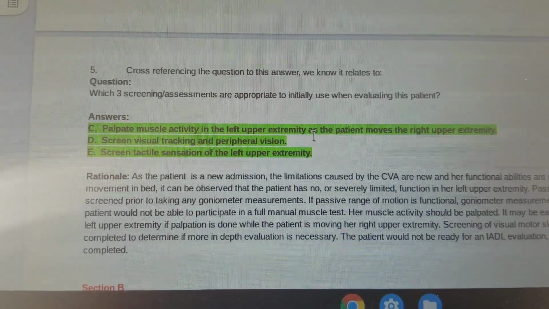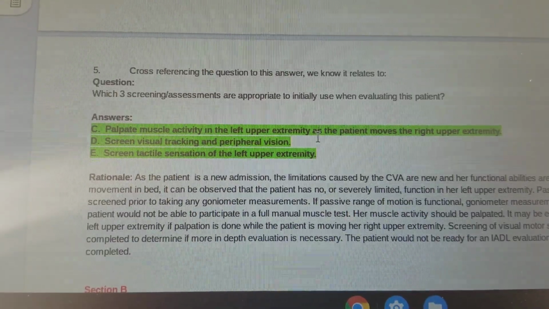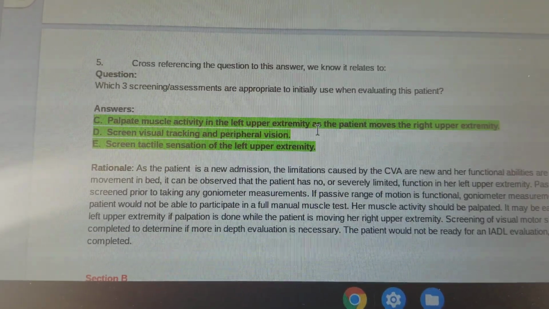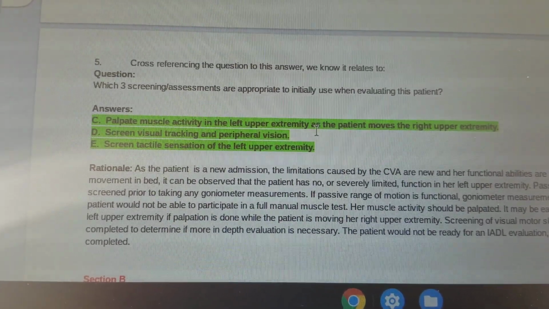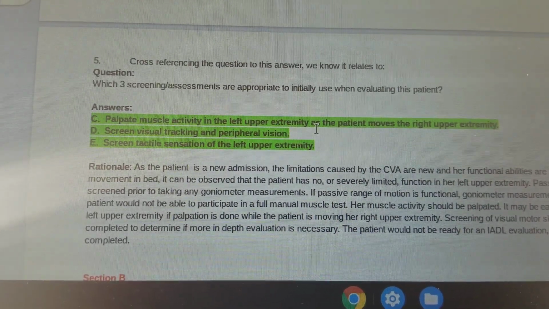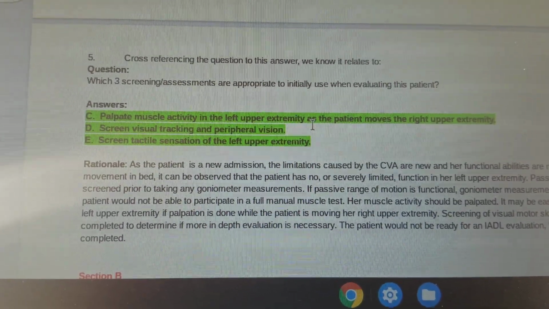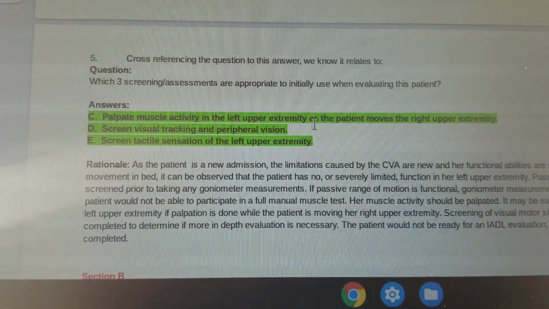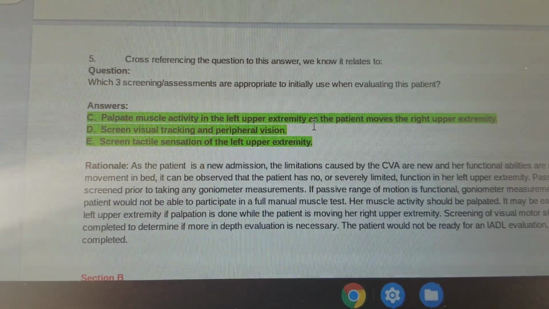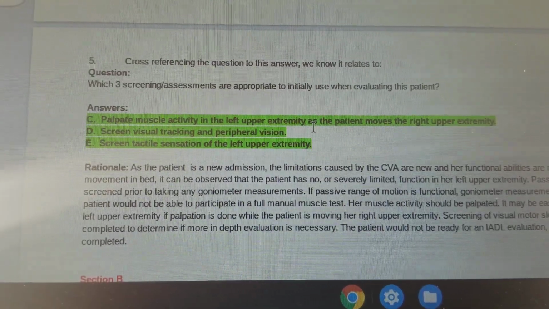Passive range of motion should be screened prior to taking any goniometer measurements. If passive range of motion is functional, goniometer measurements are not necessary. The patient would not be able to participate in a full manual muscle test. Her muscle activity should be palpated. It may be easier to feel muscle activity in the left upper extremity if palpation is done while the patient is moving her right upper extremity. Screening of visual motor skills and tactile sensation can be completed to determine if more in-depth evaluation is necessary. The patient would not be ready for an IADL evaluation, but an ADL evaluation should be completed.